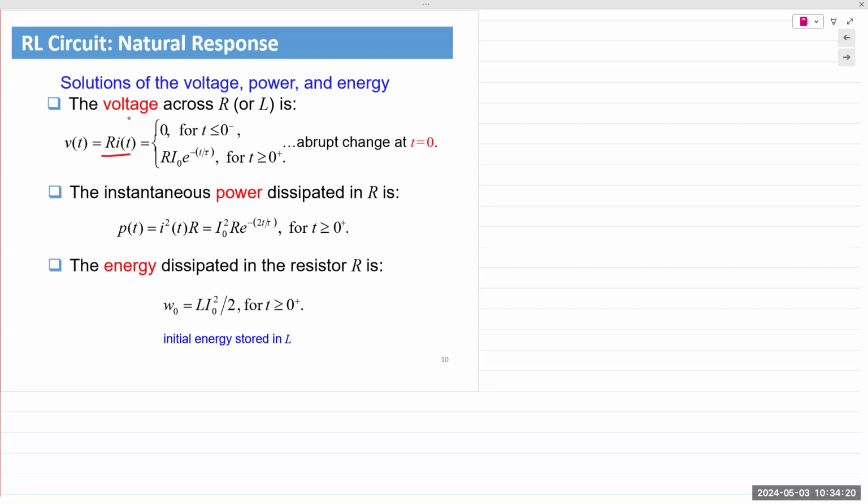Instantaneous power, P, is a product of voltage and current. In terms of the resistance, it is I squared times R. So you simply plug that into the equation and you obtain this. The total energy dissipated in the resistor would be the total energy that was stored in the inductor, which would be half L I squared. That doesn't change.